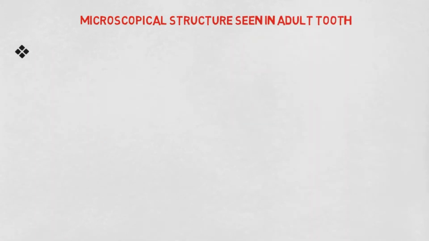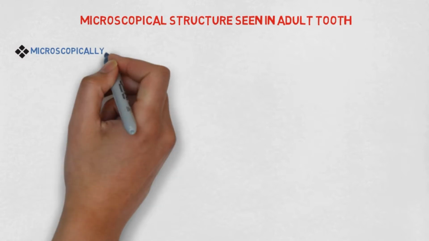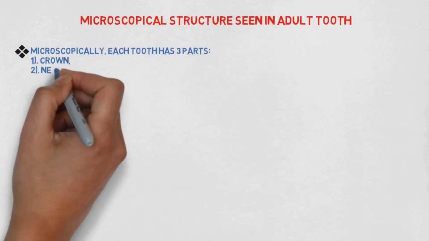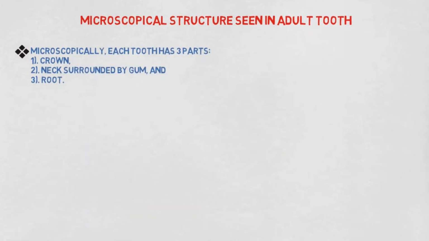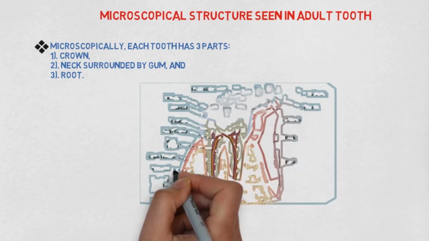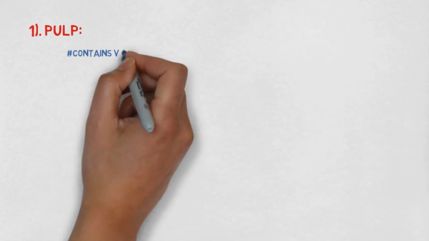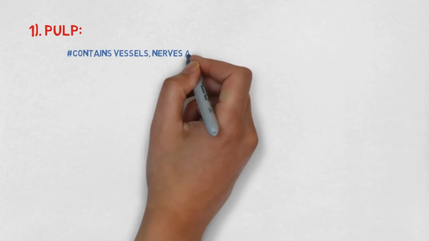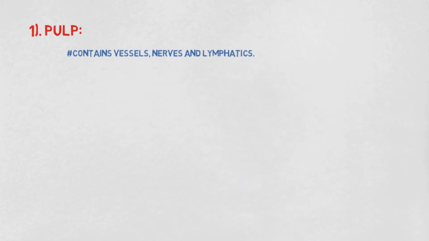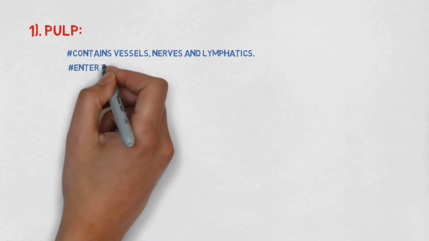Now the next topic is the microscopical structure seen in the adult tooth. Microscopically, each tooth has three parts. They are divided as number 1 crown, number 2 neck, which is surrounded by gum, and number 3 root. We can see the crown, neck and root in the arrow parts. Now let's talk about this in the structural part. Structurally it is presented as pulp, dentine, enamel, cement and periodontal membrane.